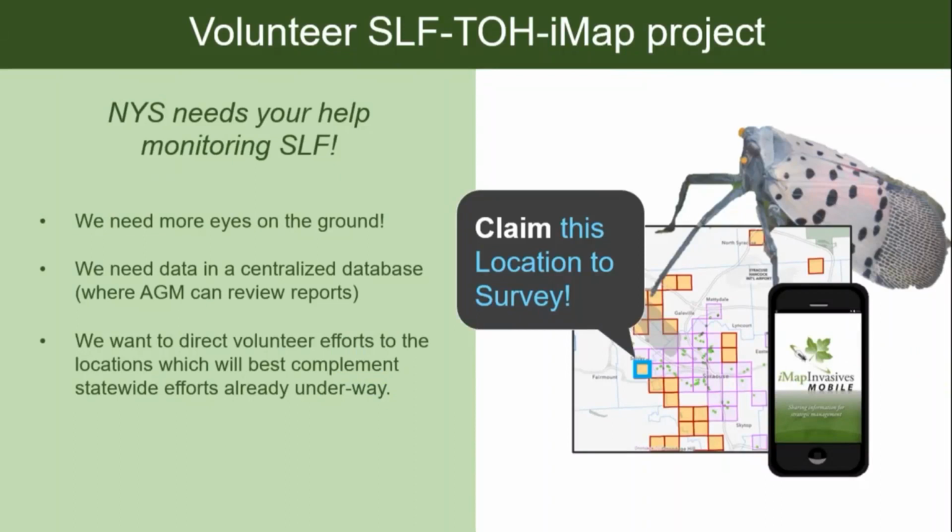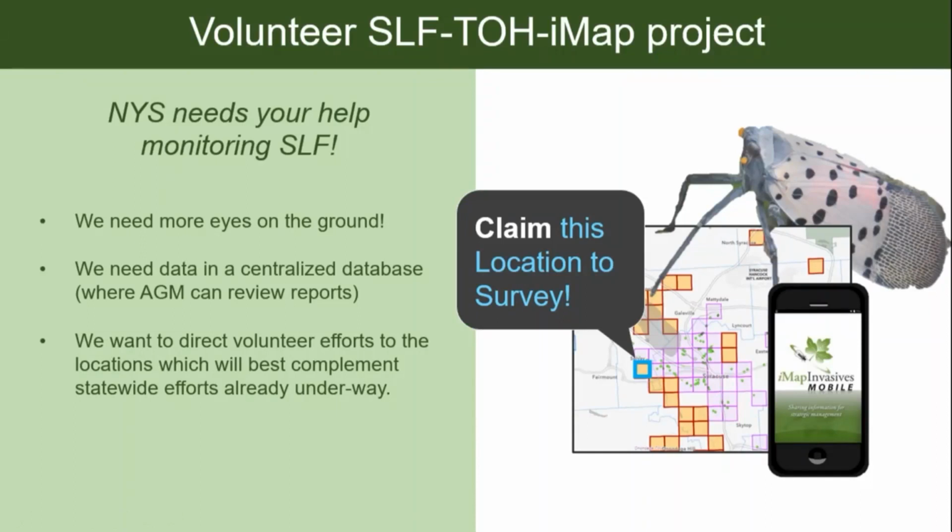And we also realized that we need the data in a centralized database where Ag and Markets can review reports so that we can have a really organized view of the distribution of spotted lanternfly in real time, because the distribution is always changing. And one thing that really drove us to do this grid square sign up aspect was that we want to direct volunteers' efforts to the locations that will best complement statewide efforts already underway. So essentially, we're trying to spread out our efforts across space.